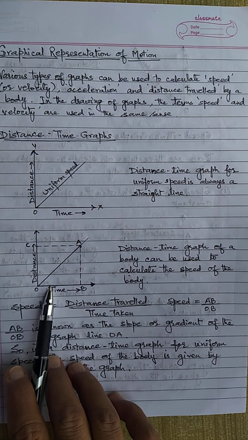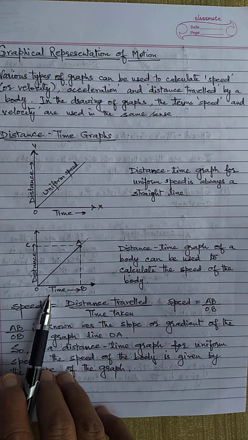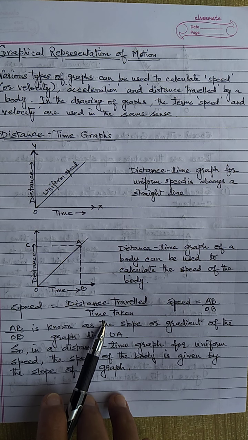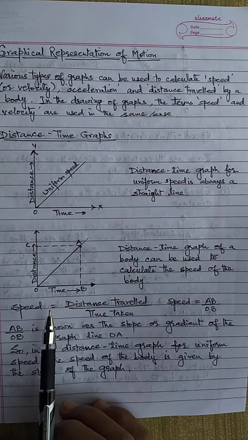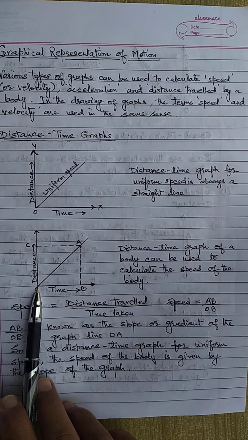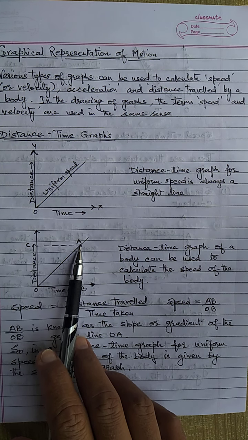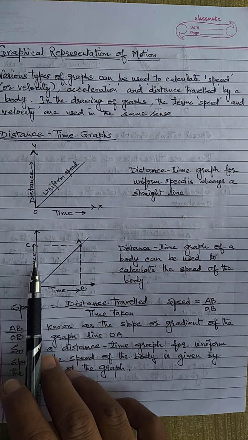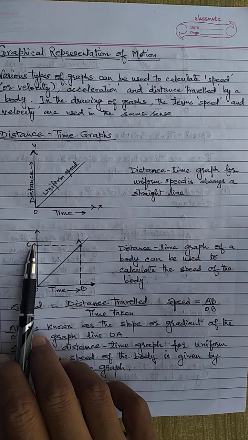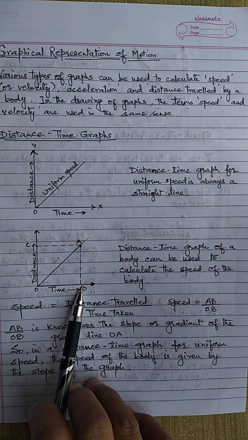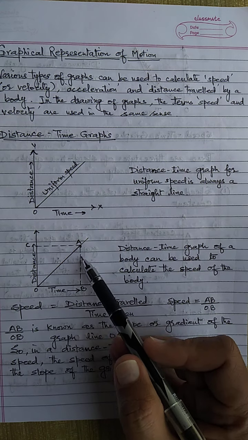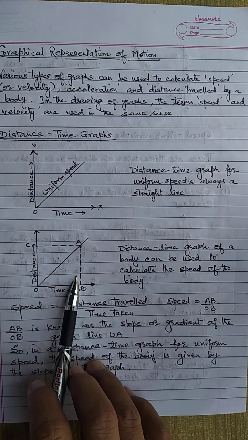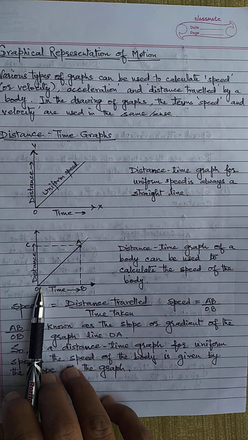Now it is used to calculate the speed. Though it is a distance time graph, it can be used to calculate the speed. We know speed is equal to distance upon time. Now, the distance traveled when the body goes from O to point A will be OC, and the time taken will be OB. So speed is equal to AB upon OB, since OC is equal to AB.